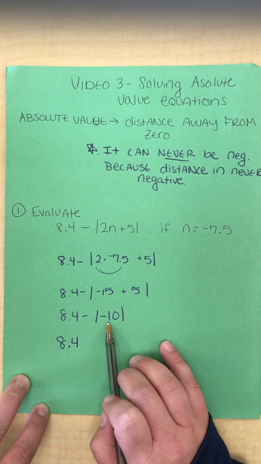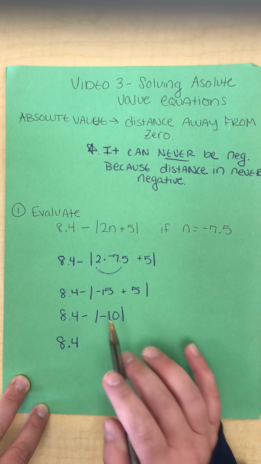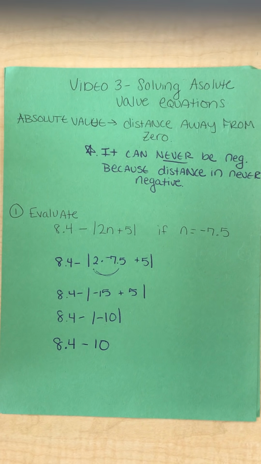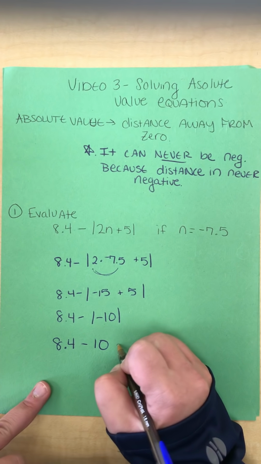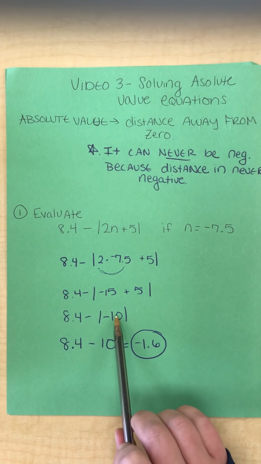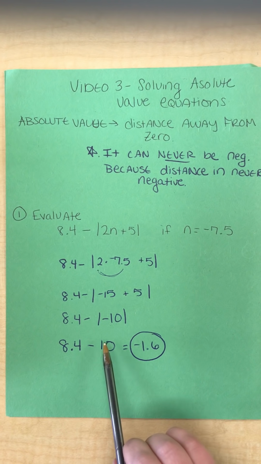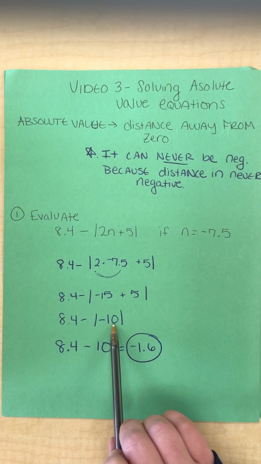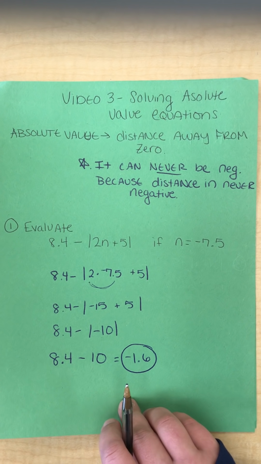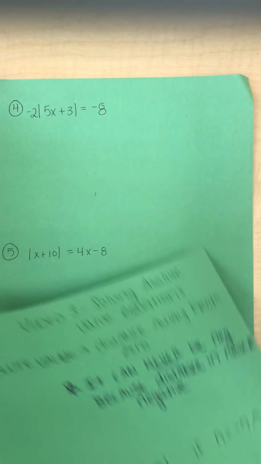So remember, absolute value is not negative. If it is negative inside here, we make it positive. So it's just 8.4 minus 10. And when you do that, you get negative 1.6. If this would have been a positive 10 in here, this still would have been 10 down here, okay? Because absolute value is always positive. So if it's positive, leave it positive. If it's negative, make it positive.